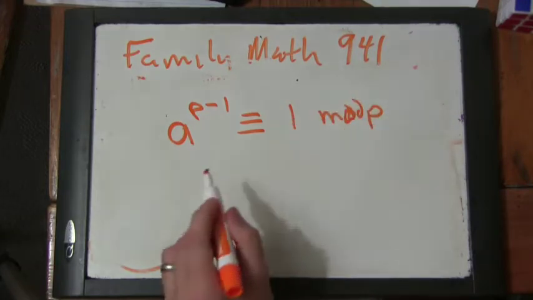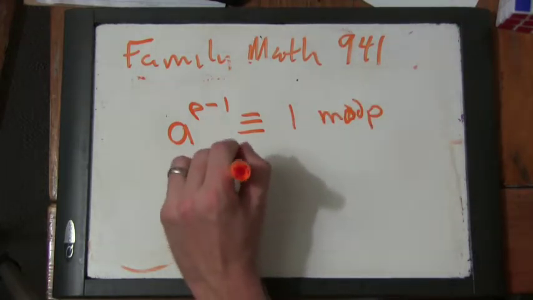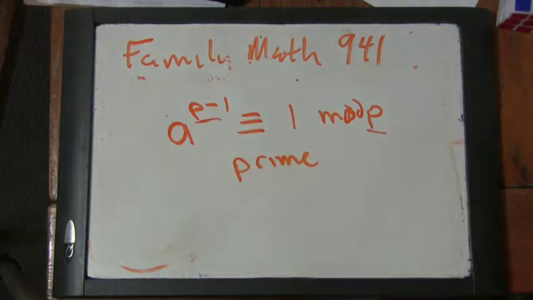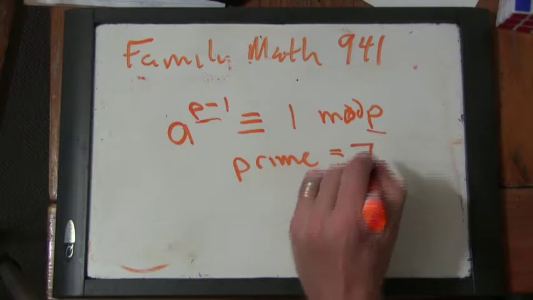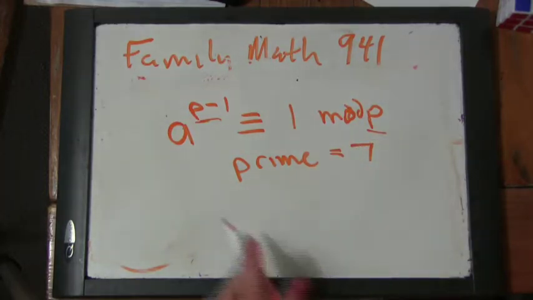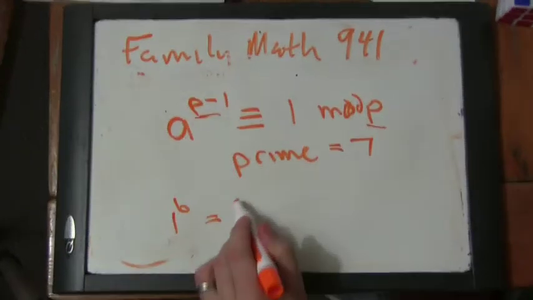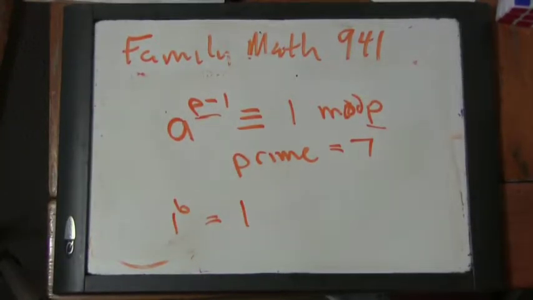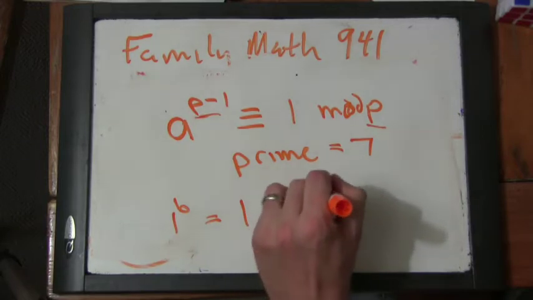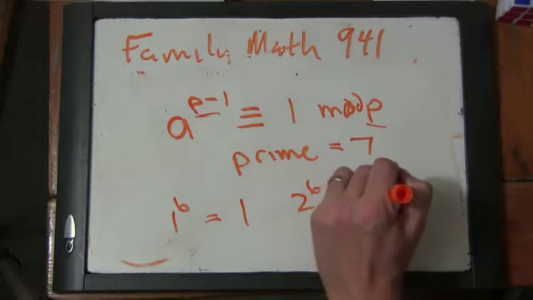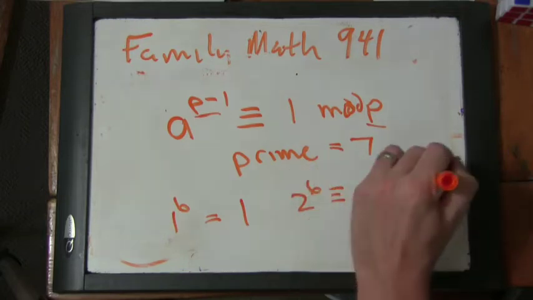What do I mean by this? Let's say that our prime, usually when we're talking about integers and we use a p, we mean prime. Let's just say our prime is 7. And let's look at what is 1 to the 6th. That's 1. Is that 1 mod 7? Yep. Alright, how about 2 to the 6th? 64. 7 times 9 is 63. So, 1. Yep, equals 1 mod 7, or congruent to 1 mod 7.